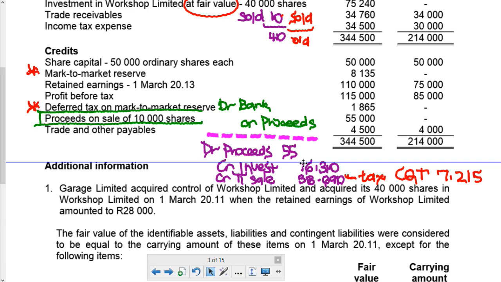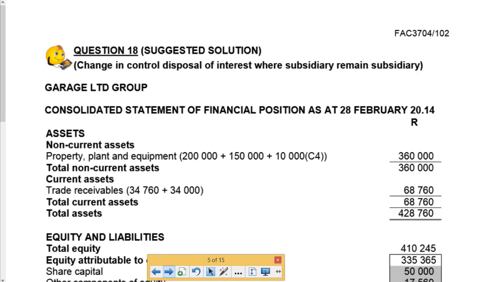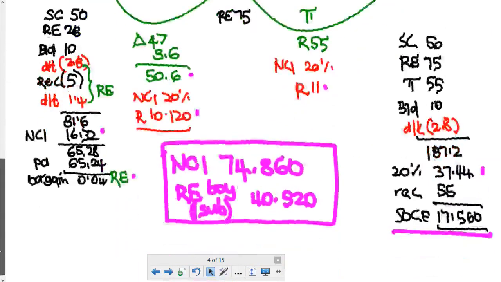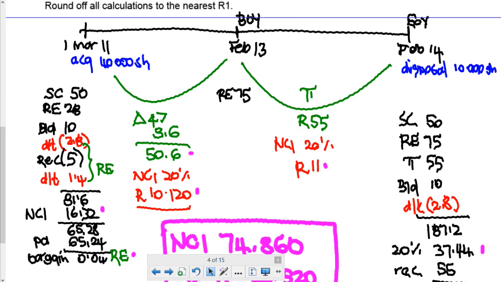Can we have a look? All right, let's start off with the timeline. So first acquisition, 1 March 11, we acquired 40,000 shares. It was 80%, 40 out of 50. Share capital 50, retained earnings 28. There was a building that needed to be adjusted up by 10. Tax on the building down by 2.8. Be careful there, only land is CGT. From FAC3704 investment buildings, above cost, but it has to be the above cost piece, not the above carrying amount piece. But normally we don't see that overlap here. So just land would be CGT, building is 28%.